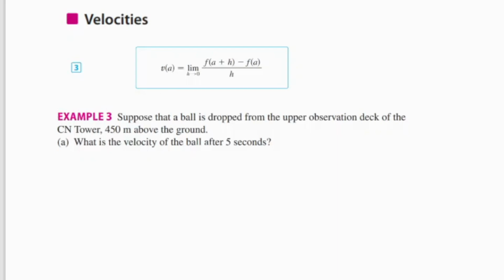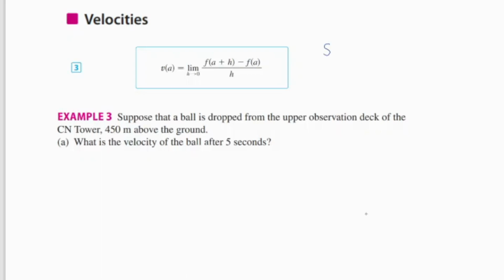This is part 2 of section 2.7, and in this section we are going to take an application of the slope of the tangent line that we took in part 1. So velocity can be considered as a perfect application of the slope of the tangent line.